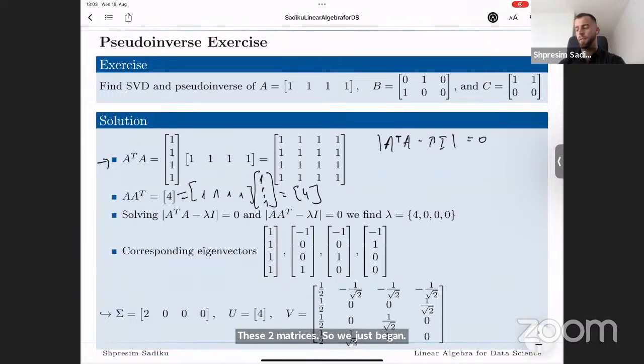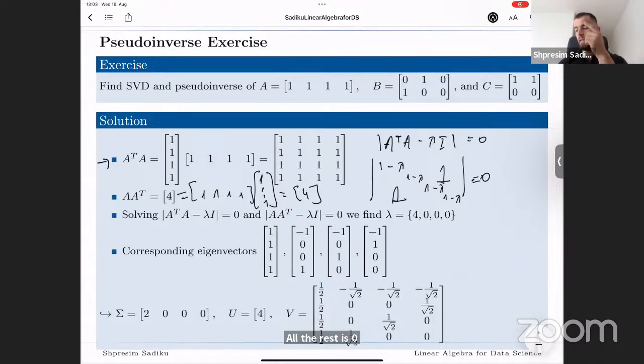The determinant of A transpose A minus lambda times the identity equals 0. We substitute from the diagonal elements lambda, and all the rest is 0. We find the determinant of this matrix. So this will just give us a polynomial. And then we find the 4 eigenvalues.